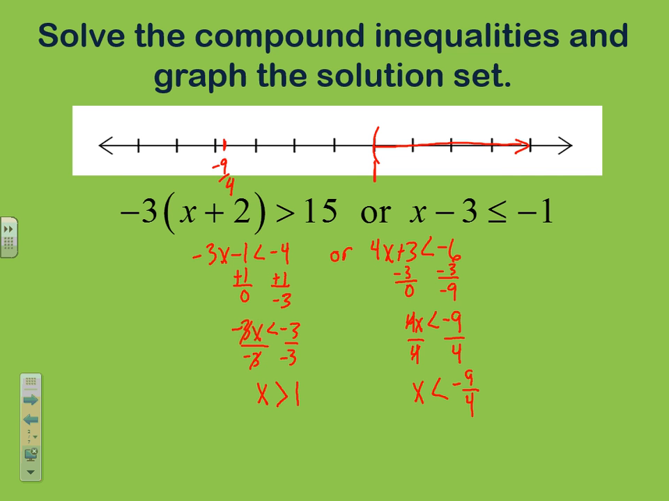Same thing with the negative 9/4. Because x has to be less than that negative number, that means from the negative number it's going to go to the left, because that's where the numbers that are less than that are. And again, because of the inequality symbol, we'll use a curved bracket in the direction that x goes. And this is what you see here in the middle.